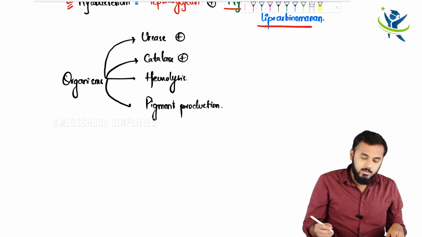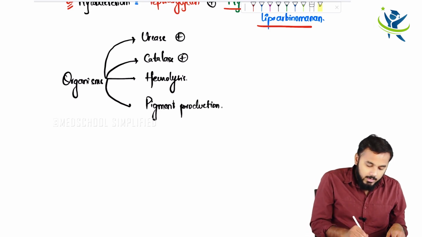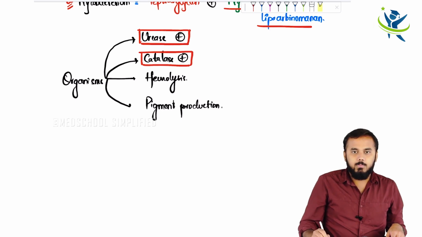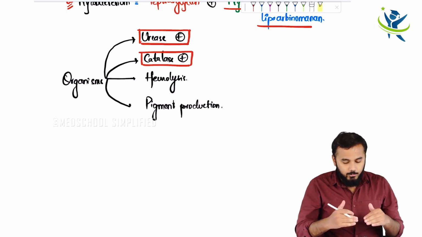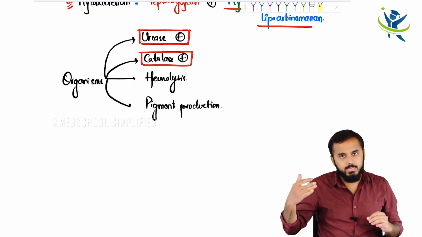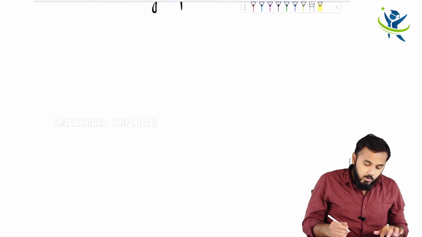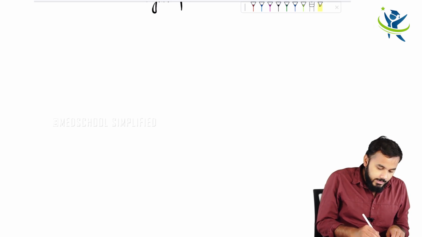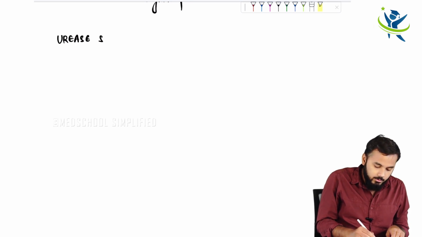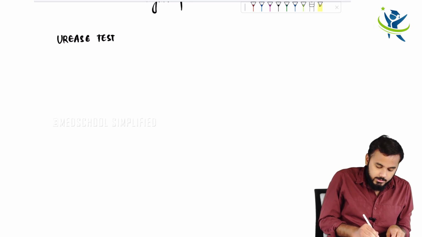So in today's lecture, we shall be discussing organisms that are classified based upon urease and catalase. We shall discuss hemolysis and pigment later on in the next class. So based upon urease and catalase, what is the concept? Listen very carefully. Urease sensitivity, wrong. Urease test. Based upon the urease test.